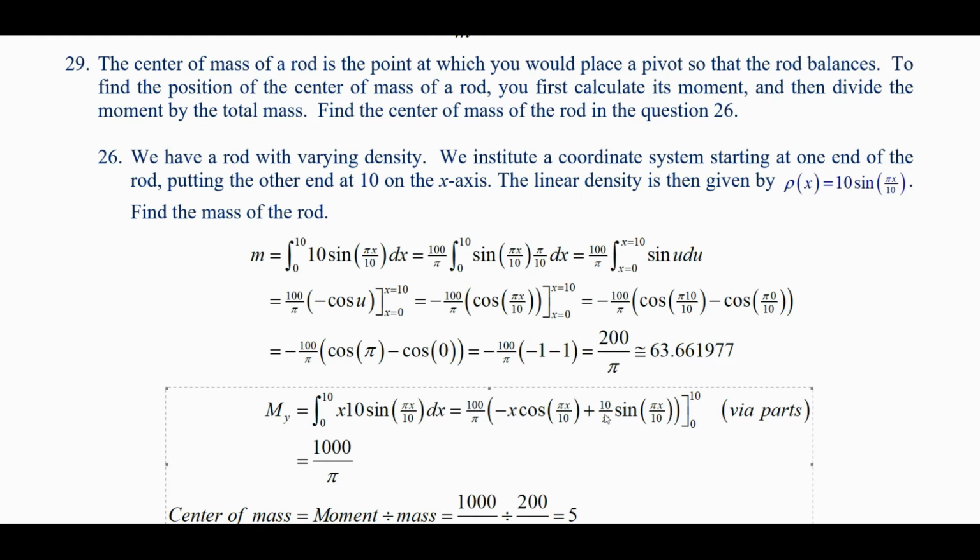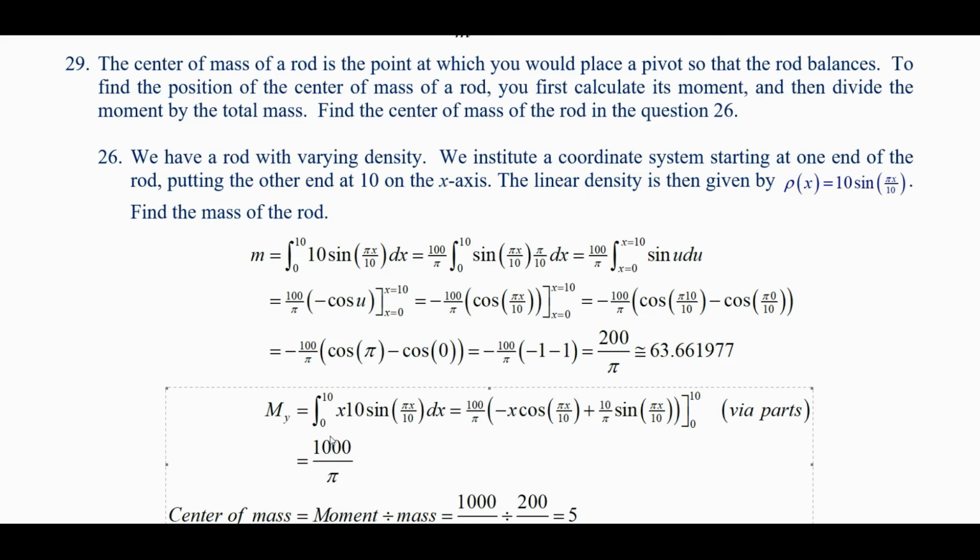Let's see, plug in 0. That's 0 because of the x. This is 0 because sine of 0 is 0. This gives you sine of pi, which is also 0. This gives you cosine of pi, which is -1, and so that makes this positive x. X is 10, so this is 10 times 10 is 1,000 over pi. All right, so the moment about y is 1,000 over pi.